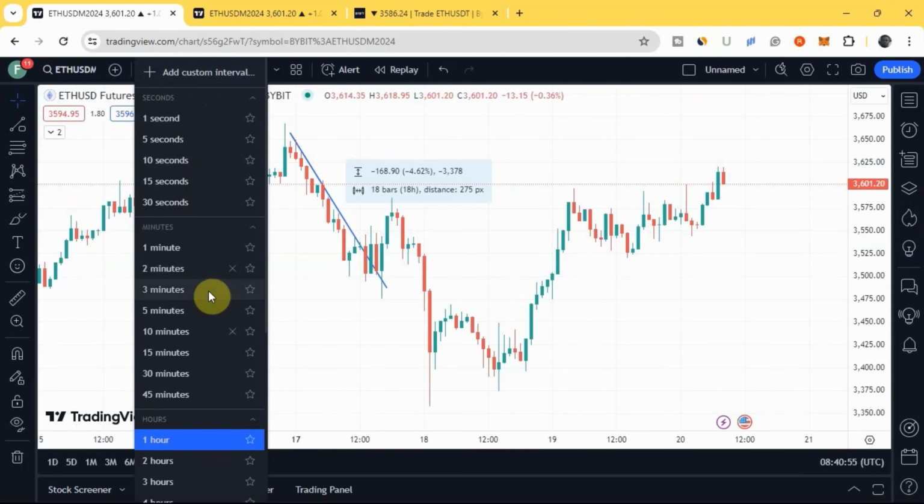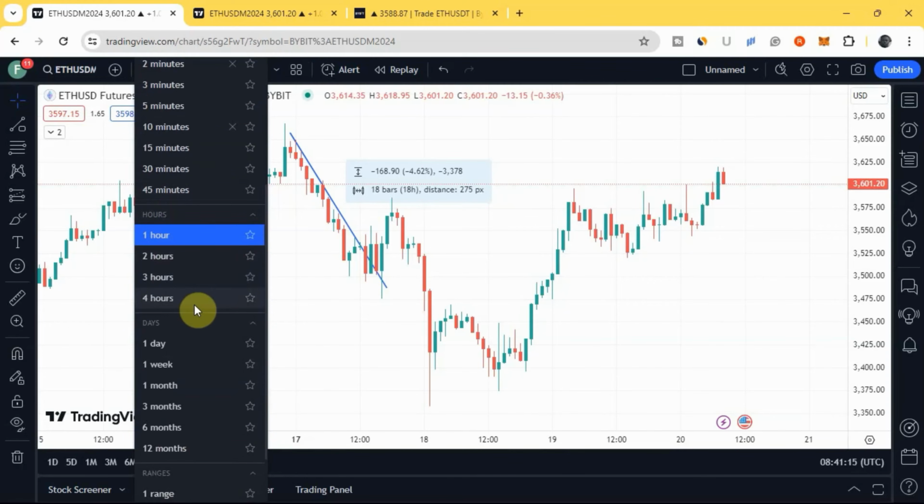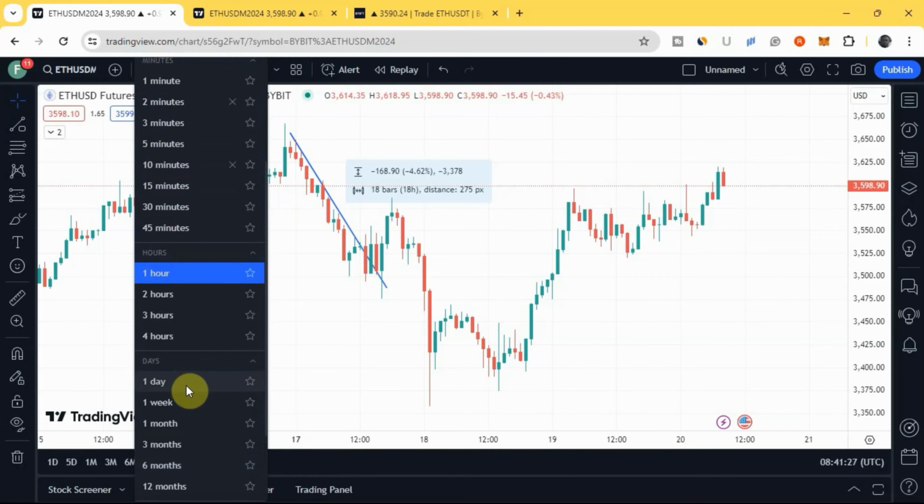And you can see right here, you have different time frames. So for seconds, you have 1 second, 5 seconds, 10 seconds, up to 30 seconds. For minutes, you have 1 minute, 2 minutes, up to 45 minutes. And then for hours, you have 1 hour up to 4 hours. And then for days, you have 1 day up to 12 months. So these are the different time frames you have.